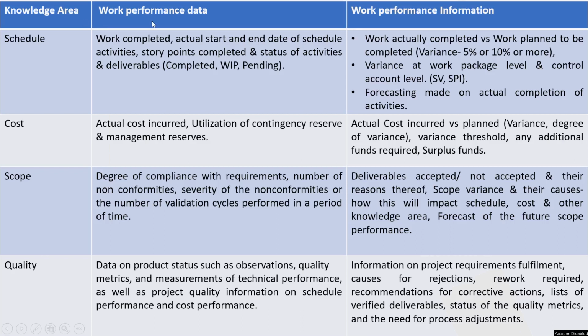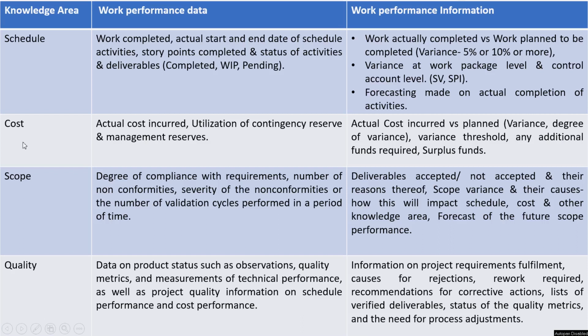Here on your left side you can see all the knowledge areas, and on the left side of my table I have put in the examples of work performance data, and on the right side you can see work performance information. So speaking about work performance data for, let's say, the schedule knowledge area, how does it look? It would look like when was the work completed, what work has been completed, what were the actual start and end dates of the schedule activities, and if I am following the agile methodology, then what are the story points that have been completed and what is the status of all the activities and deliverables, whether they are completed, work in progress or pending.